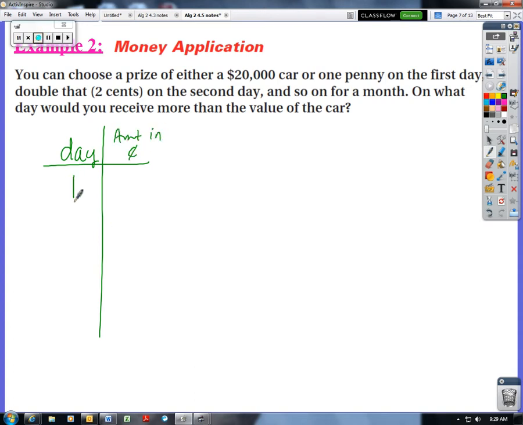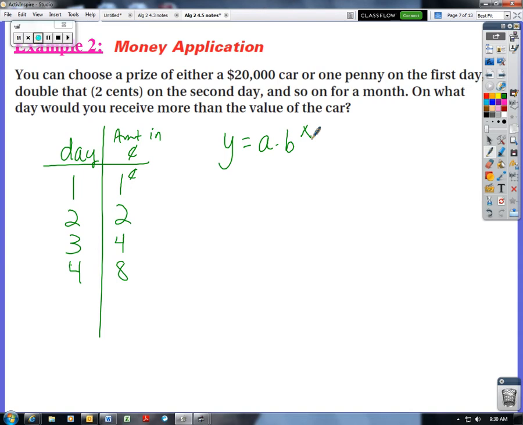So on day 1, you're getting 1 penny. On day 2, that doubles to 2. On day 3, that doubles to 4. On day 4, it doubles to 8, and so on. And because we're doubling, it is exponential, so y equals a times b to the x is going to be our equation.